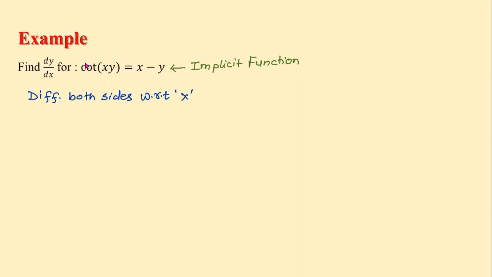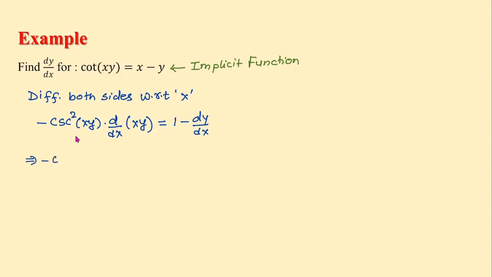The chain rule says derivative of the outside function. The derivative of cotangent is negative cosecant squared xy. Then multiply by the derivative with respect to x of the inside function xy, equal to, on the other side, the derivative of x with respect to x is 1, minus the derivative of y with respect to x. We just write dy over dx. We want to find the value of dy over dx by solving this equation.